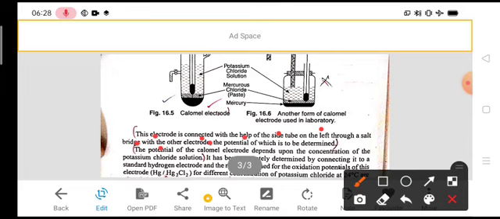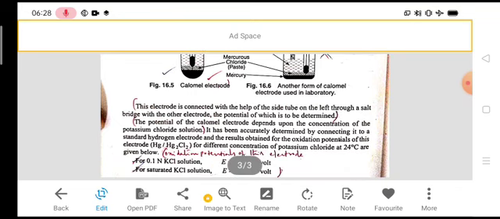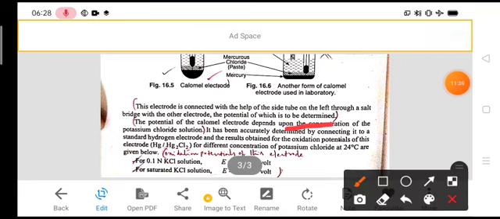The electrode is connected with the help of the side tube on the left side through a salt bridge with the other electrode, the potential of which is to be determined. The potential of the calomel electrode depends upon the concentration of potassium chloride solution.